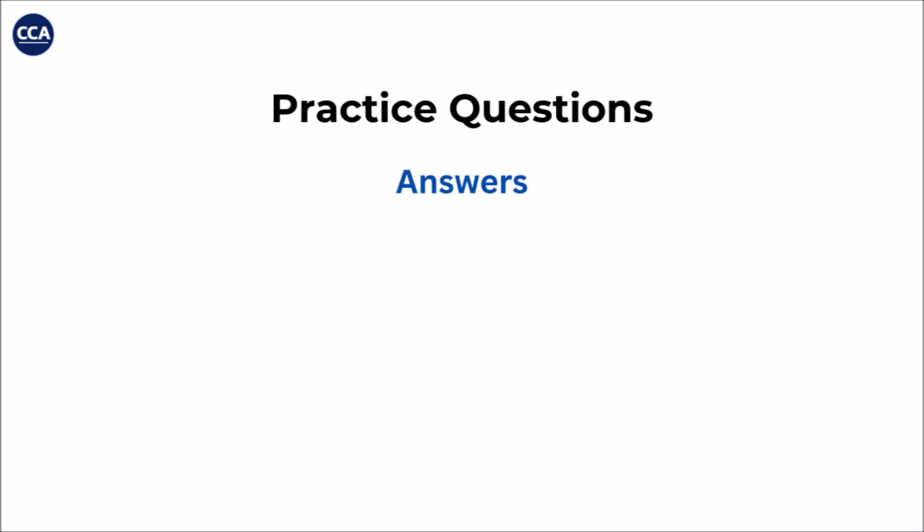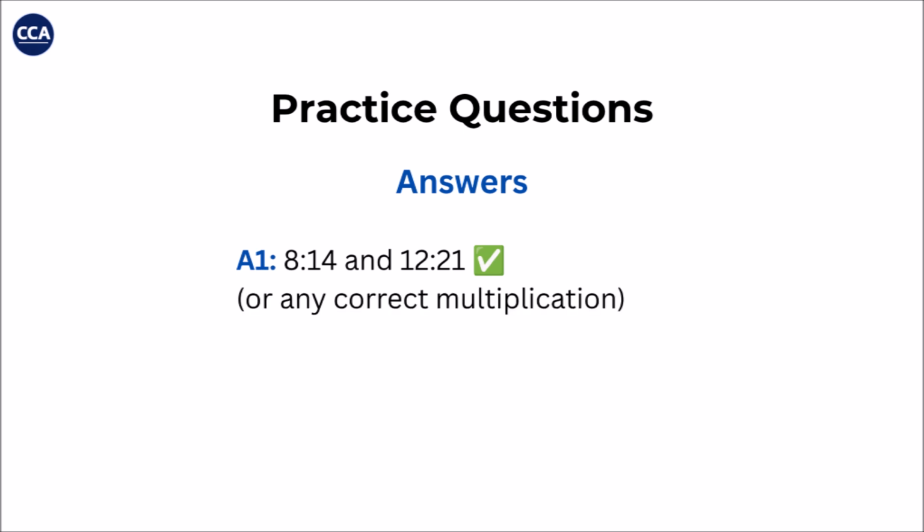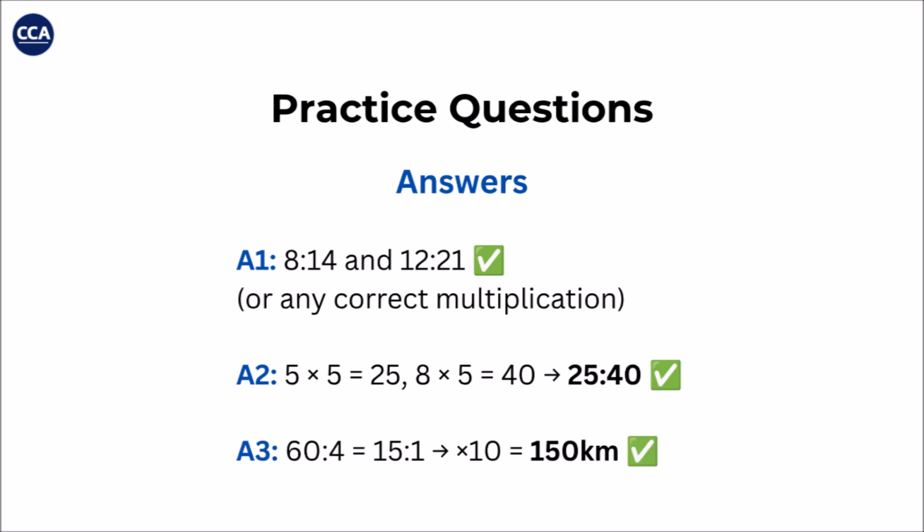Here are your answers. Answer 1. Multiply 4:7 by 2 to get 8:14. Multiply by 3 to get 12:21. Any correct multiplication is valid. Answer 2. 5 multiplied by 5 equals 25. So, 8 multiplied by 5 equals 40. Answer, 25:40. Answer 3. Ratio is 60 to 4, simplified to 15 to 1. Multiply both by 10, and you get 150:10. The car travels 150 kilometers on 10 liters.